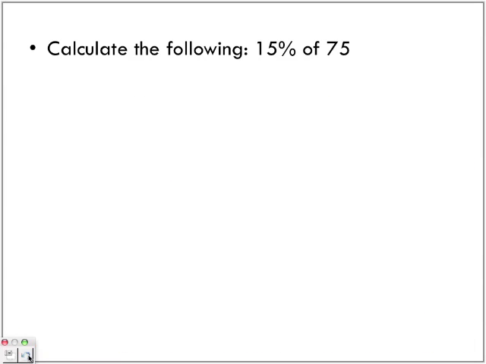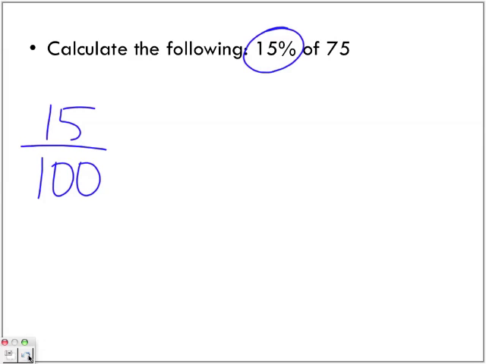Calculate the following: 15% of 75. Two ways that actually we can go about doing this. Now I'm going to show you guys both ways. And it only works with these ones, right? So we're trying to find a percent of a number with this, right? So I want to write 15%, right? 15% is also equal to what? 15 over 100. This is one way of doing it. Keeping it as 15 over 100.